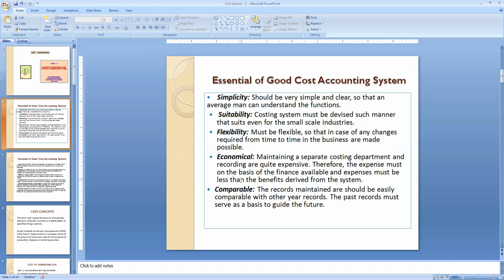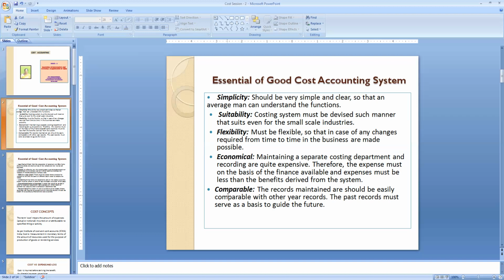And the next one is that it must be economical, because maintaining a separate costing department and records becomes very expensive. Therefore, the expenses allotted must be very small compared to the system derived from other concerns. So the expenses in the organization must be very economical. It should not be very heavy.